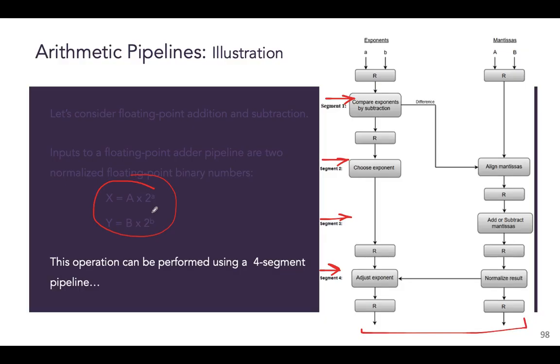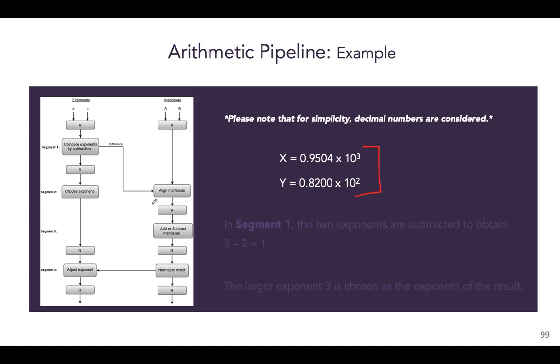And since the point of this example is to show you how arithmetic pipelines work rather than how floating point addition is performed, instead of using such numbers, we are going to use decimal numbers, again just for the sake of simplicity. This is essentially what this pipeline will do, but in reality it's going to do it for floating point binary numbers. So let's see what the first segment does.